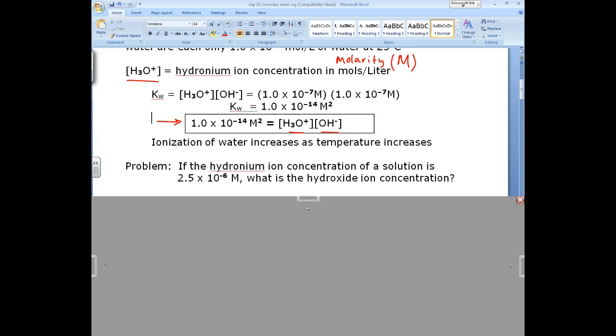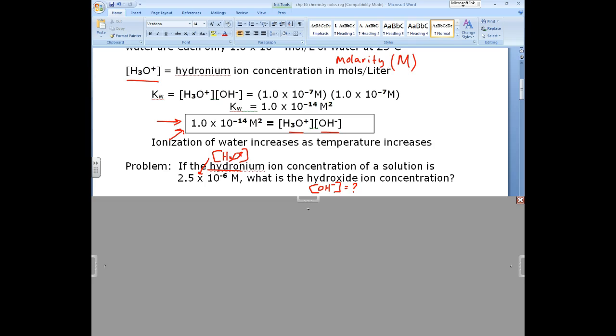So here's how we're going to use this. The hydronium ion concentration of a solution is 2.5 × 10⁻⁶. What's the hydroxide ion concentration? Because these words are very, very similar, we tend to read them very fast. Hydronium, H3O+, is what we have here, and we're looking for hydroxide ion concentration. The easiest way to go between these two is using this equation right here. So that's what we're going to do.